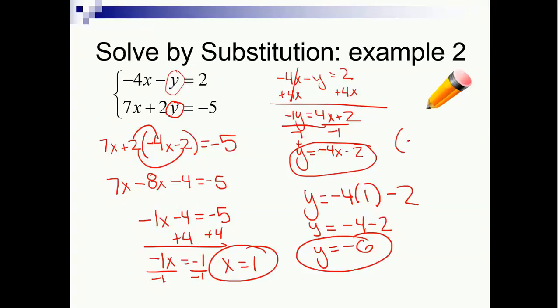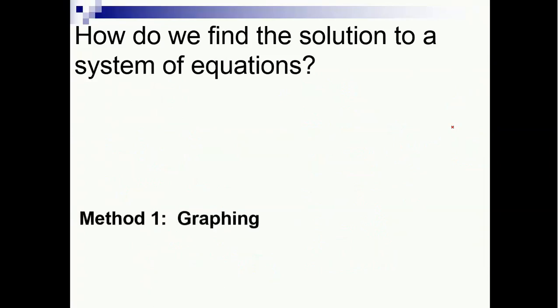Last thing, write as an ordered pair: (1, negative 6). So substitution is not too bad. Now let's look at the other option.